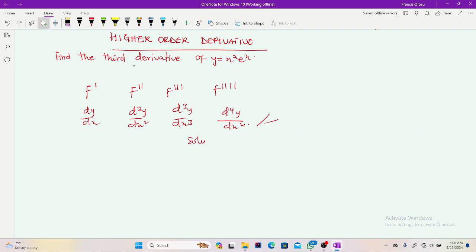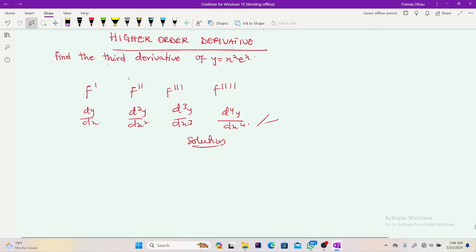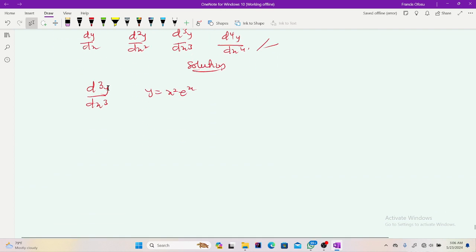So with this put down, how do we find the higher order derivative? I have an example here for us to solve. Higher order derivative means after differentiating, we keep on differentiating our resulting derivative until the number of orders are exhausted. So the problem here is we should find the third order, meaning d cubed y over dx cubed, of the expression y is equal to x squared e to the power x. So let's see how we do that.